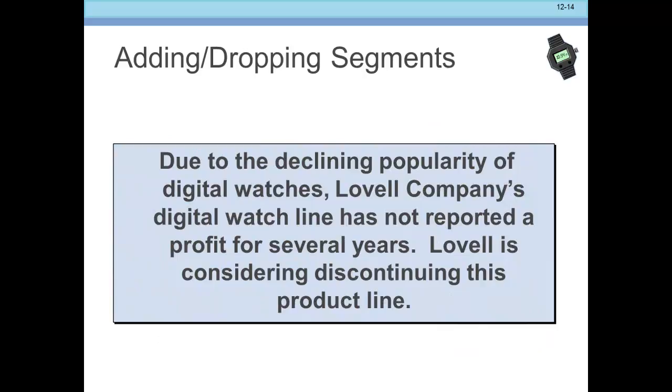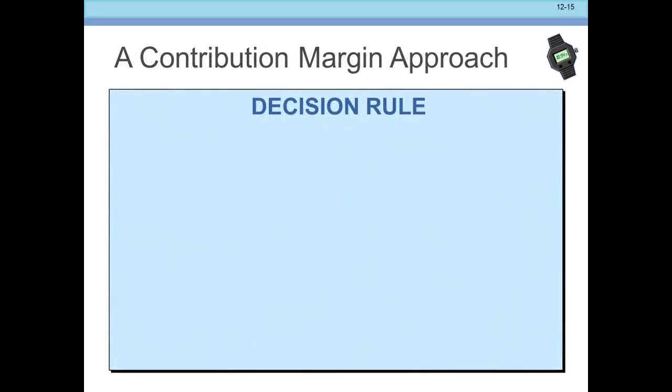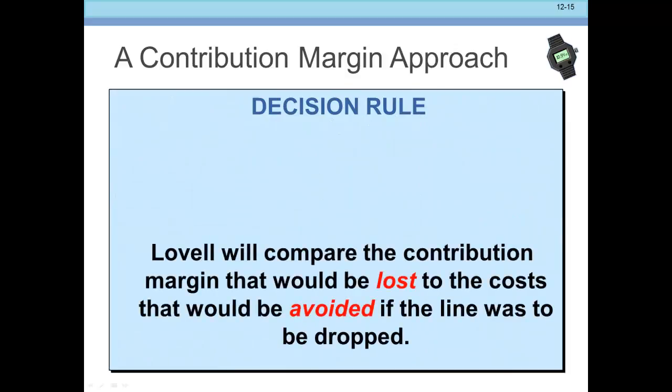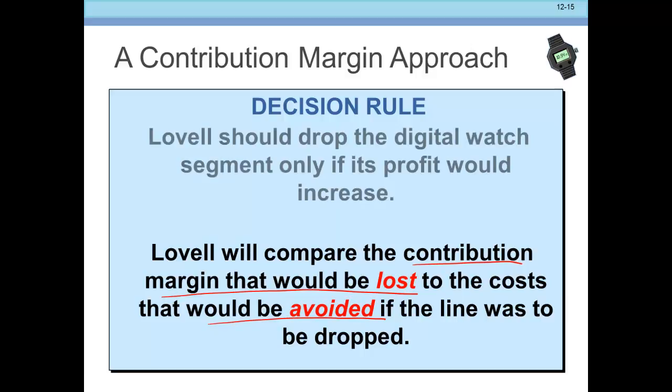For an example, let's look at Lovell Company, who has a division that makes digital watches. Due to the declining popularity of digital watches, the watch line's not reported a profit for a number of years. So the company is trying to decide if they should close the division. To make this decision, Lovell will compare the contribution margin that would be lost to the costs that would be avoided if they drop the line. If profits increase, then they should drop the line. This would only happen if the fixed cost savings exceed the lost contribution margin.